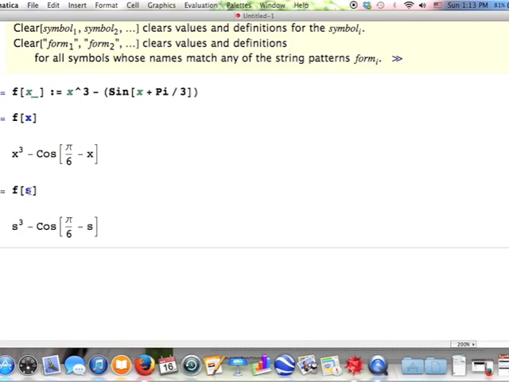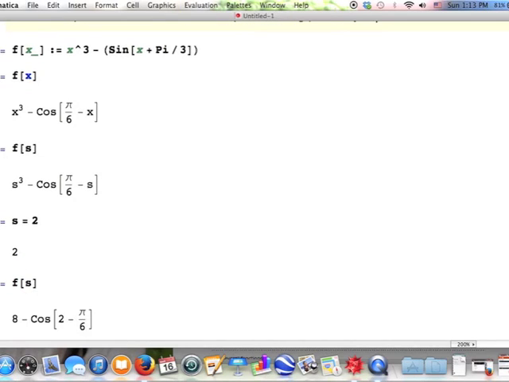Now if I had declared what s is, say I want to make s equals 2, and now I did f of s, it will now plug in 2 into all locations of s. This is why it's important to be careful about clearing the information you have. It's important to use the clear function a lot.